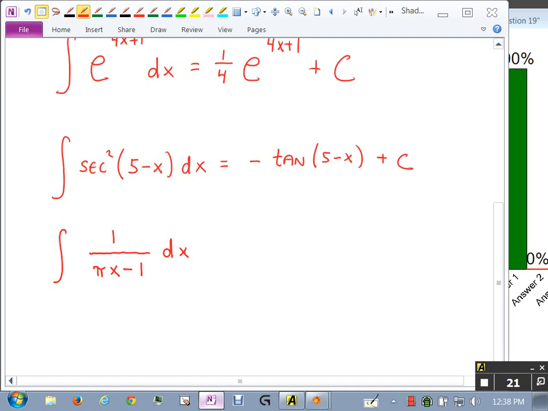I'll try and help you. The function here is like 1 over something, right? 1 over u. What's the antiderivative of 1 over u? Natural log. But what's inside of it is linear. So you would have to come in here and kill off the pi. So you have to put 1 over pi. You said the antiderivative of 1 over something was natural log of it, right? But it's what in here? Pi x minus 1, plus c.